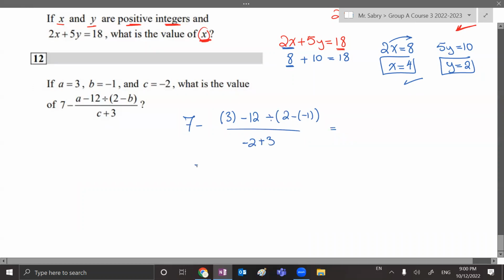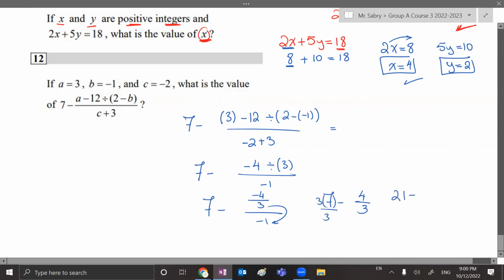Of course, if you're not allowed the calculator, it's easy to calculate as well, because that's negative 4 divided by 3 over negative 2 plus 3, which is negative 1. So that's 7 minus negative 4 over 3 over negative 1. This goes down: 7 minus 4 over 3, so over 3 over 3, 21 minus 4 over 3. So it's 17 over 3.